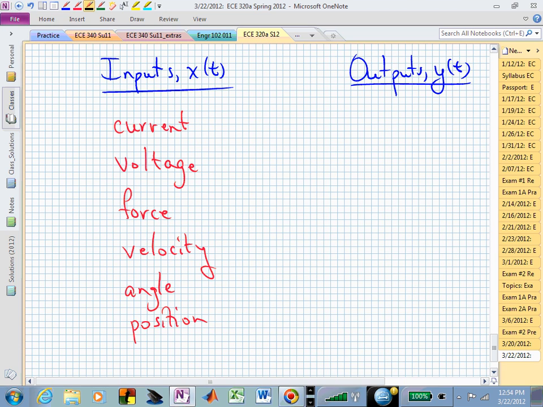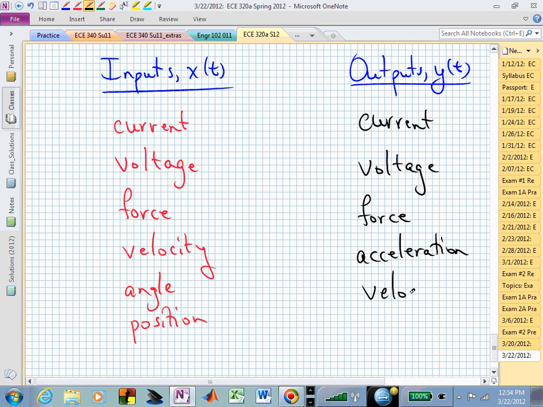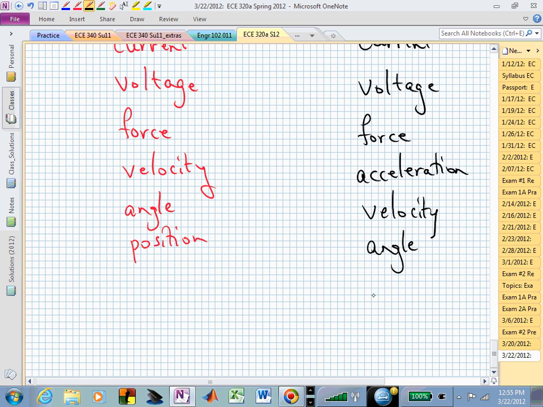On the output side, you could be interested in a current flowing through a resistor. You might be interested in the voltage across a capacitor. You might be interested in the force that's getting applied to a particular part in your system. Or maybe you're interested in the acceleration of a mass in that system, or maybe that mass's velocity. Or maybe this particular device's angle or position.